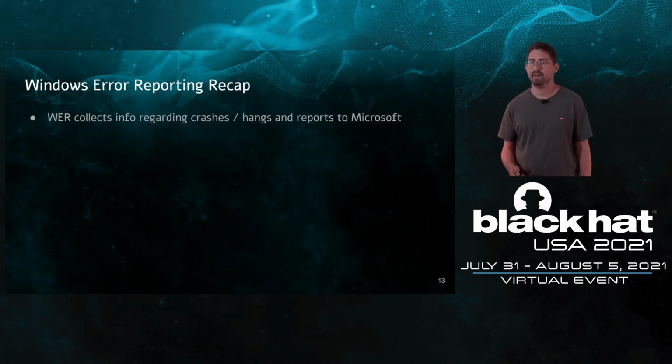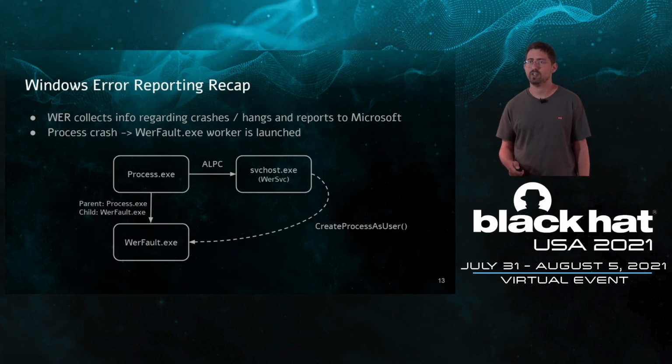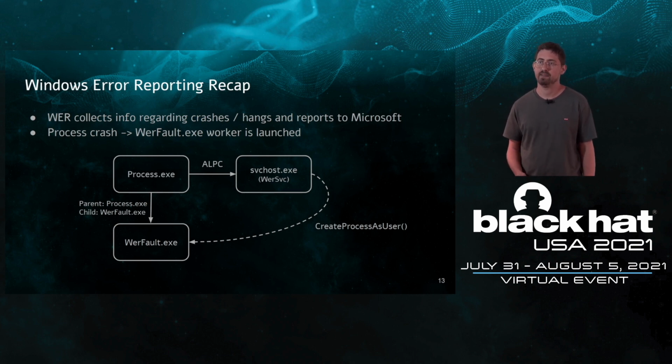The purpose of Windows Error Reporting is to collect information regarding crashes or hangs on a Windows endpoint and report them to the Microsoft cloud for further diagnostics. The way it works is that each time a process crashes, from its exception handler, it talks through ALPC to WerSvc, the Windows Error Reporting service, pretty much saying, hey, WerSvc, I am about to crash.